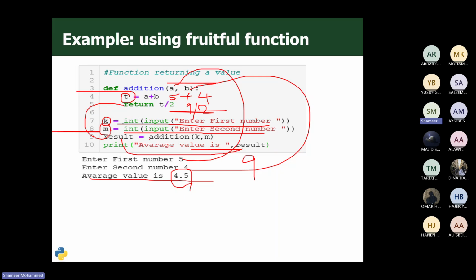Now here you are saying the name of the function, brackets, this k and this m. So what you are passing to the computer when you run the program is this 5 and 4. So 5 and 4 is passed from here. From this k you are passing this to A. From this m you are passing this to here B.